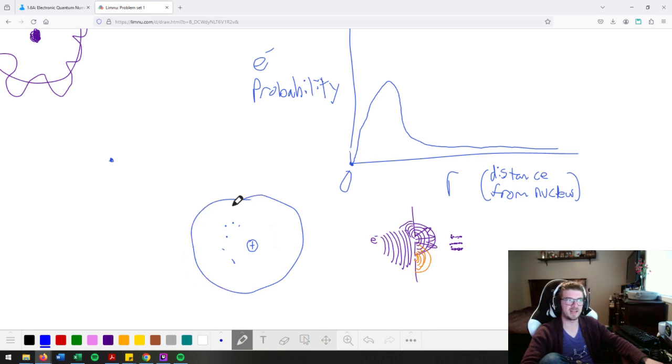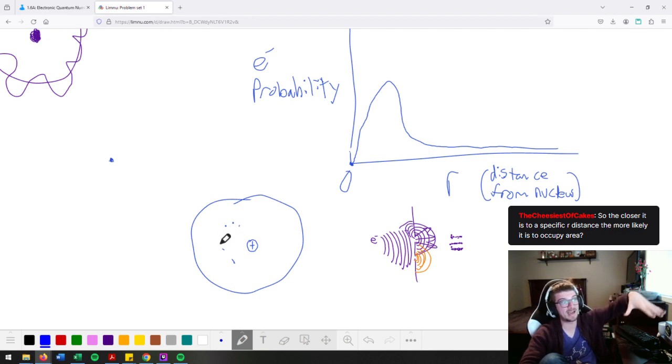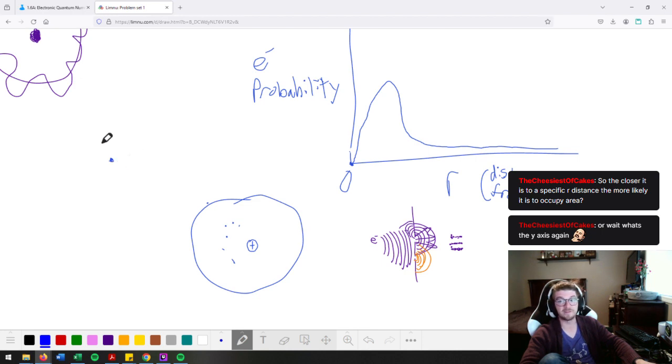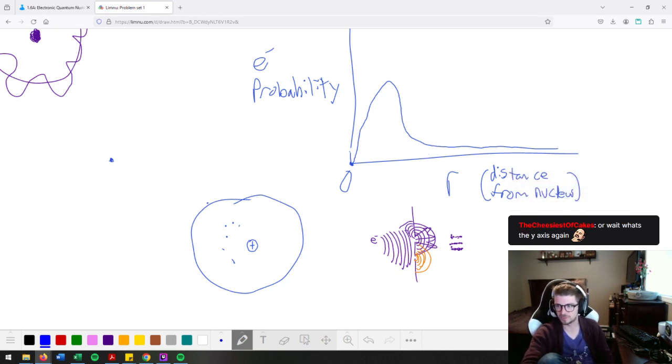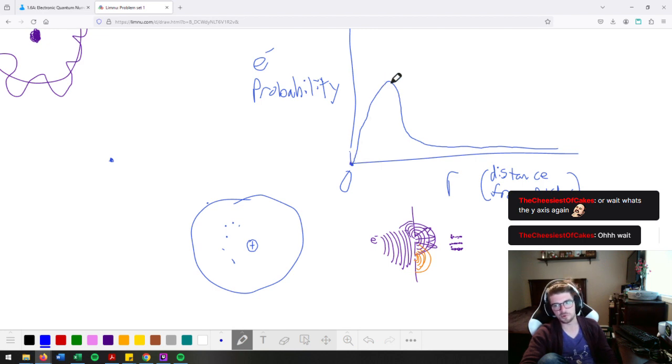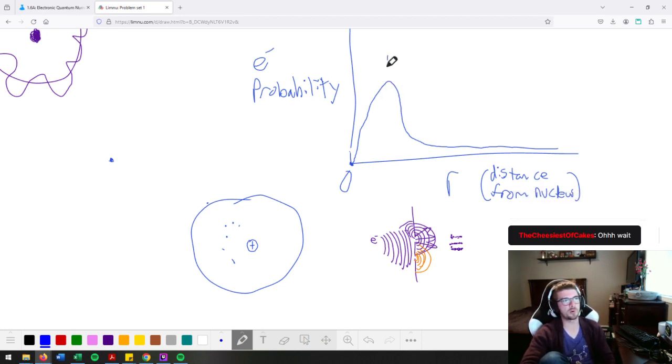So this area around the nucleus where the electron exists, this is what we define as the orbital. You have an extremely high probability of finding the electron here, a very low chance of finding it outside the orbital, and an infinitesimal chance of finding it way out in nowhere. The higher the point on the graph, the more likely it is to occupy that distance. There is a point of maximal probability of finding it, and that is within the confines of this orbital.